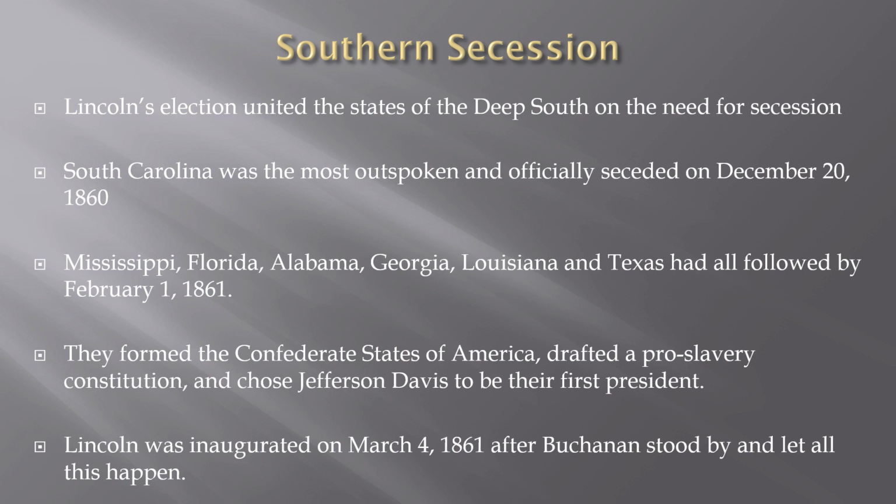South Carolina was the most outspoken of these states, and South Carolina officially seceded on December 20th, 1860. Within less than 2 months, Mississippi, Florida, Alabama, Georgia, Louisiana, and Texas all followed suit in that order. They form the Confederate States of America. They draft a new pro-slavery constitution, and they choose Jefferson Davis to be their first president.